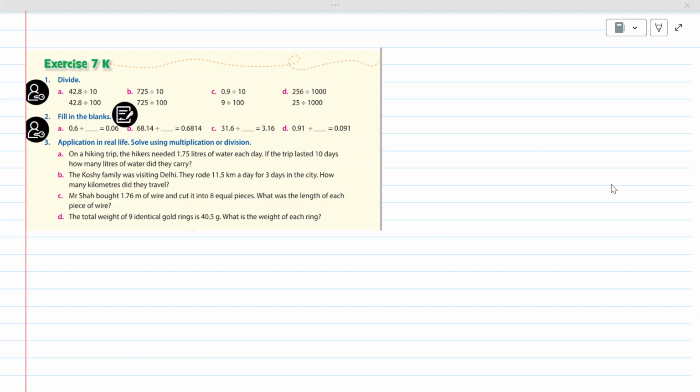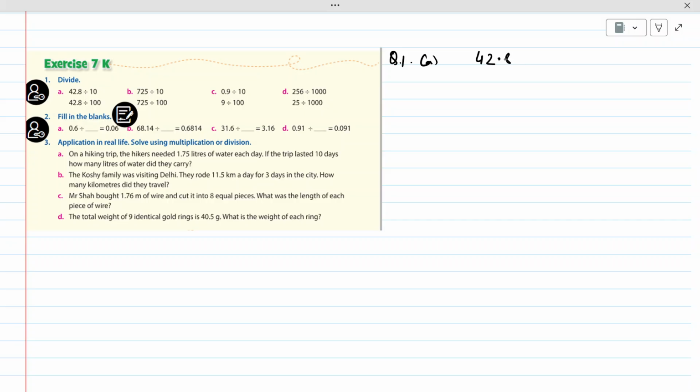Hello kids, in today's class we are going to start with exercise 7K, which is also based on division questions, division of decimal numbers. I hope you have done the homework which I gave you in the last class, which is based on the same concept. So let's begin with the first question, which says divide.